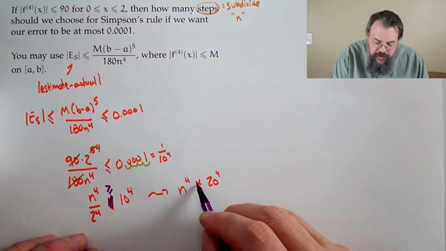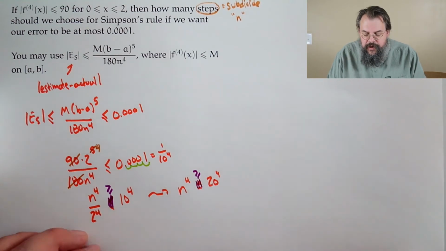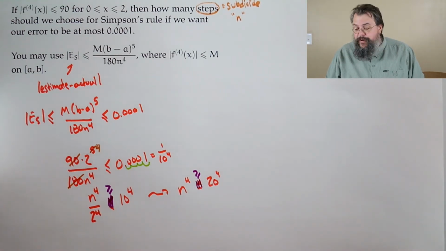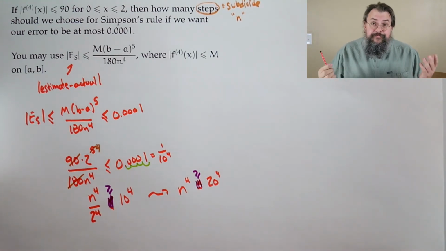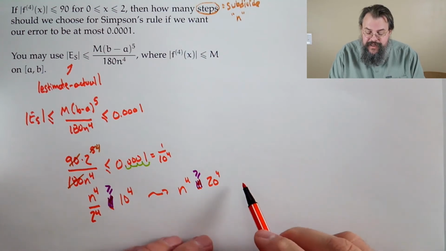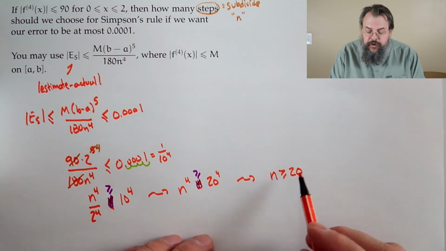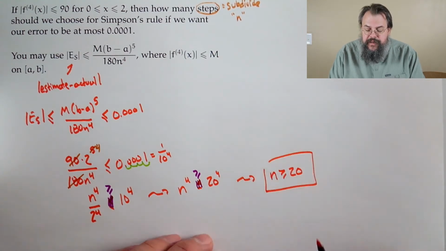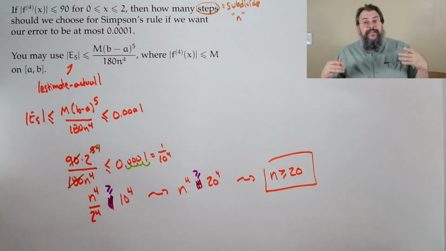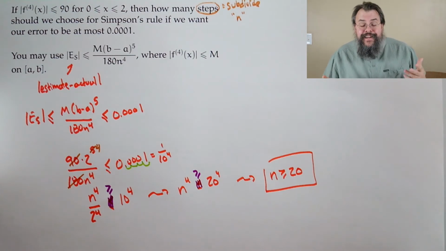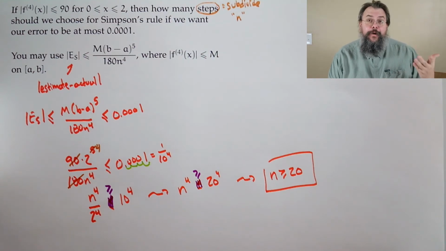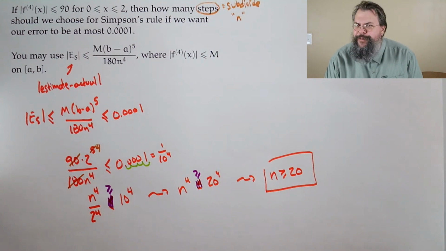So n to the fourth has to be greater than or equal to 20 to the fourth. Well, what does that say about n? Take the fourth root of both sides. And now n has to be at least 20. But you'll notice something. 20, it's not too bad. It's actually a relatively modest number of things to take. Almost within the realm of what we'd be willing to do by hand. Almost.